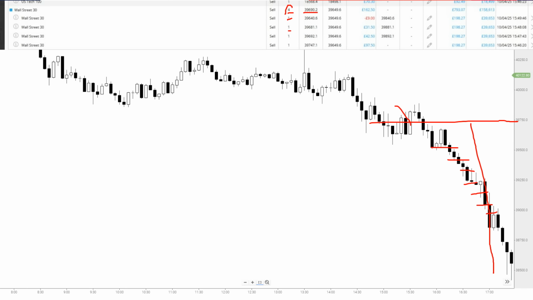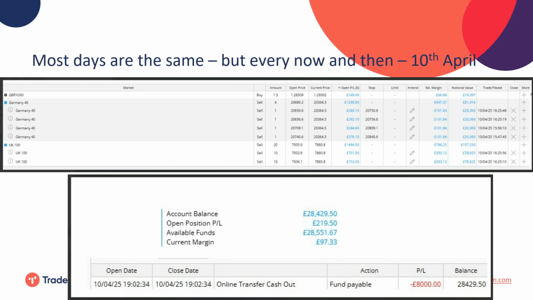And that wasn't just, by the way, in the Dow. It was also in the Nasdaq, it was also in the DAX index and the FTSE index. So the headline for this slide here is most days are the same, but every now and then you will be given an opportunity.